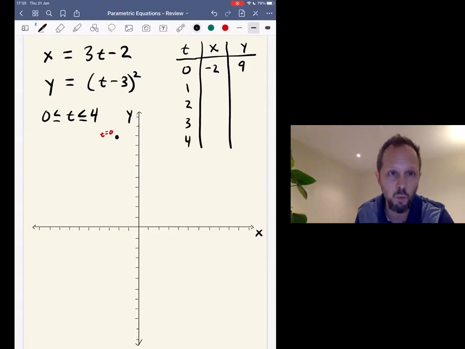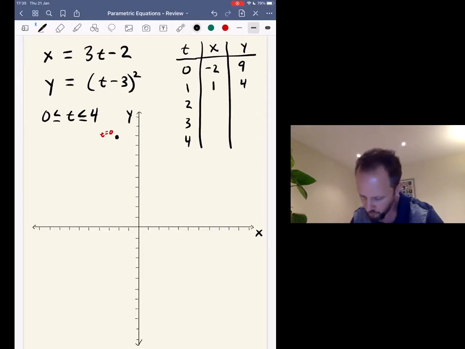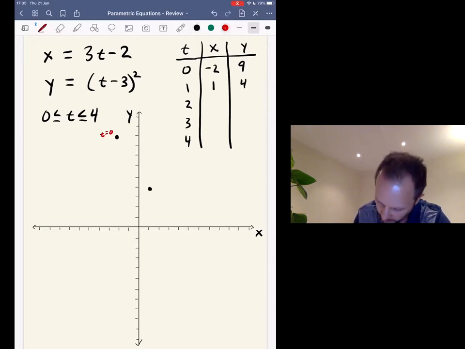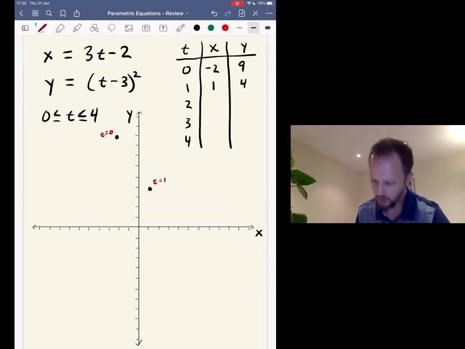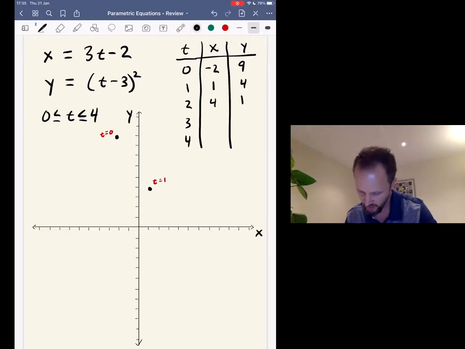Then when t equals 1, well, do the math. You get 1 and you get 4. Plot 1, 4. And that point right there on the graph is whenever t equals 1. And you continue this process. You're just plugging in different values of t, giving you corresponding values of x and y because x and y are defined by t or functions of t. So when t is 2, x is going to be 4. And when t is 2, y is going to be 1. So you plot that, 4, 1.